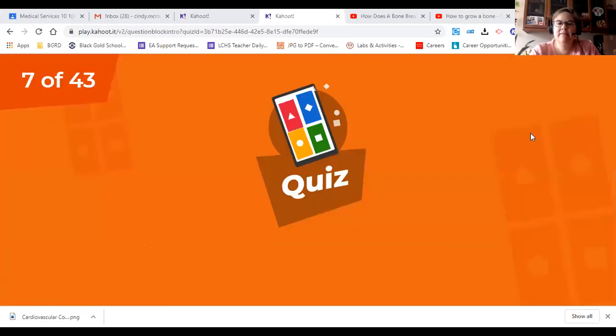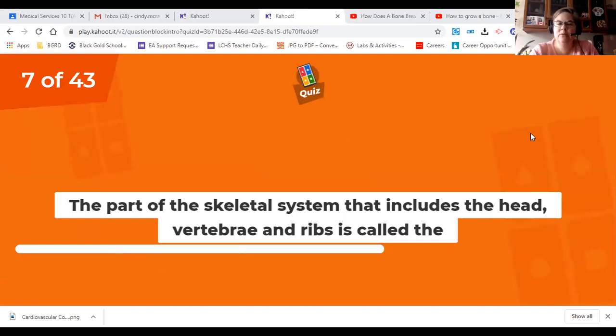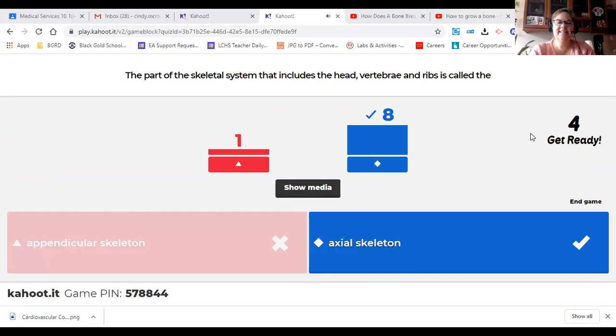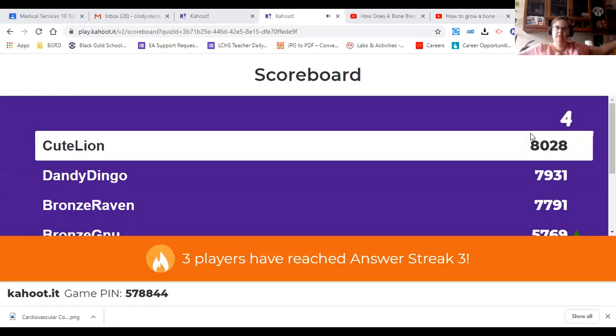All right. The part of the skeletal system that includes the head, vertebrae, and ribs is called the axial skeleton. The axial. Appendicular is our appendages, our arms and our legs. Okay. Oh, Cute Lion's got about a 100-point lead.